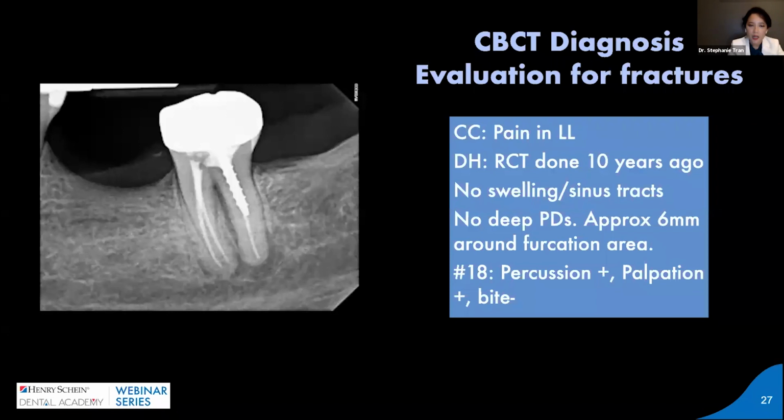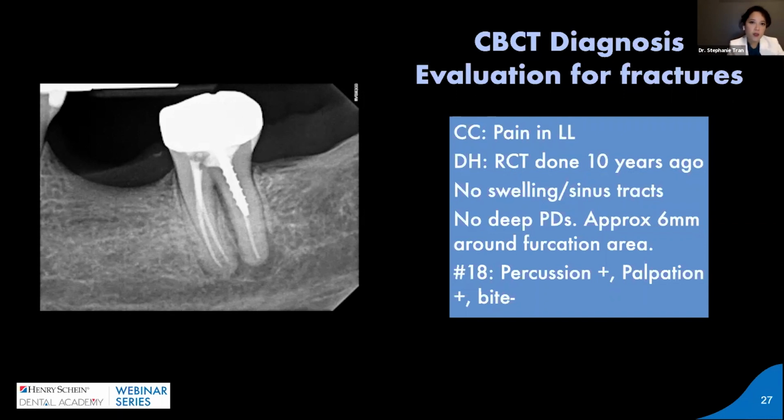This patient presented with pain in the lower left. They told me that this root canal and the crown had been done over 10 years ago. The tooth itself had some pretty good findings though. No large swellings, no sinus tracts, no deep probing depths of like 12 millimeters. There was a little bit of furcation involvement, so maybe a 6 millimeter pocket or 5 on the furcation area, but that's with some really firm probing. And this patient had percussion and palpation tenderness, but not severe biting pain.